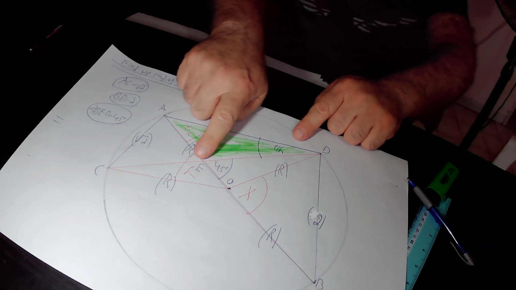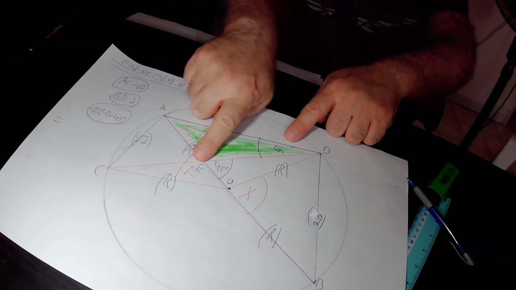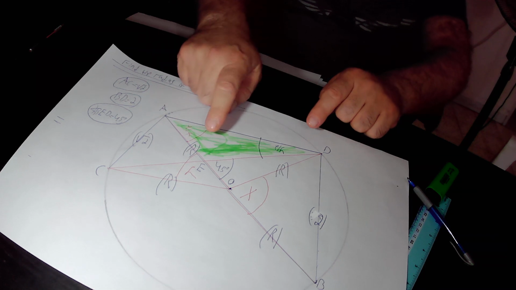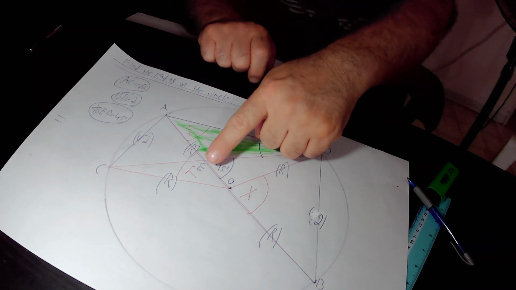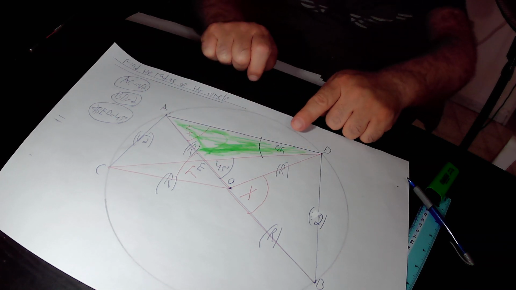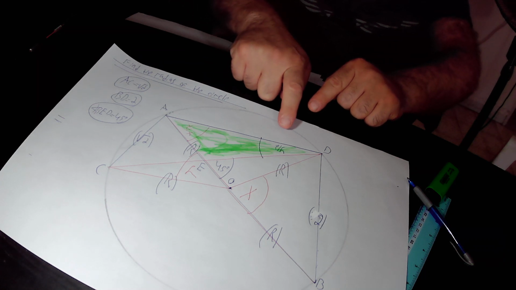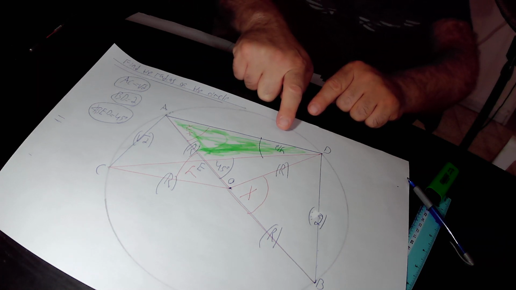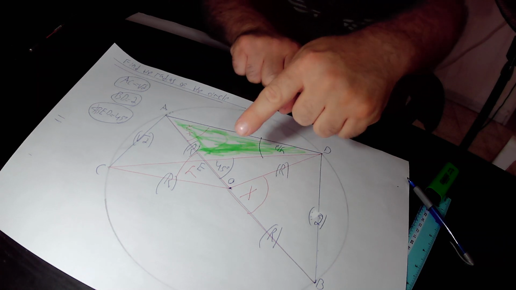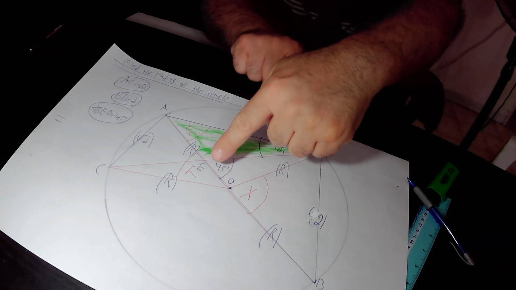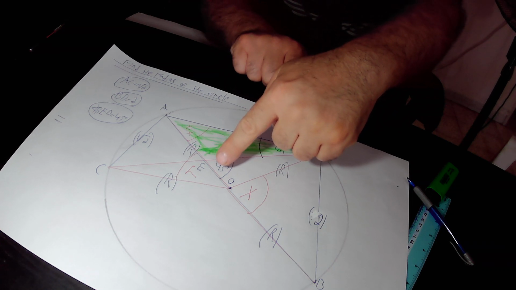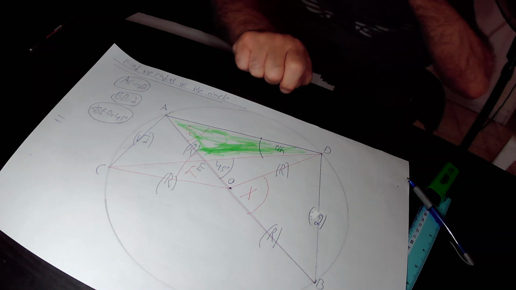So those two angles are both subtended on the same chord AC, and therefore, according to rule 13, the size of this central angle must be twice as large as the size of this peripheral angle, because both of them subtend on the same chord AC. The size of this peripheral angle ADC is y over 2. Therefore, the size of this central angle AOC must be equal to y over 2 times 2, that is y.